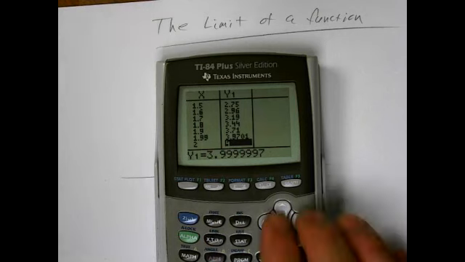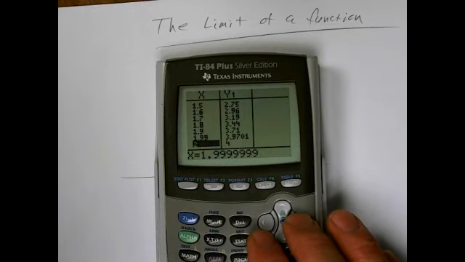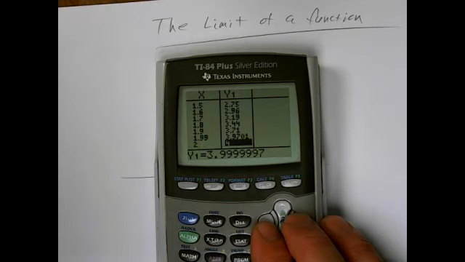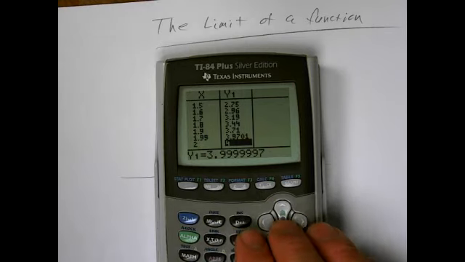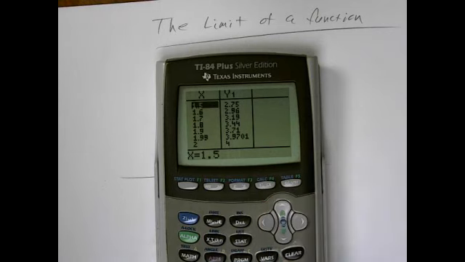So what's happening is as I get infinitesimally close to 2 on the left-hand side, on the x's, the y values are getting indistinguishable, infinitesimally close to 4. Now let's come in from the other side. We came in from the left, let's come in from the right.